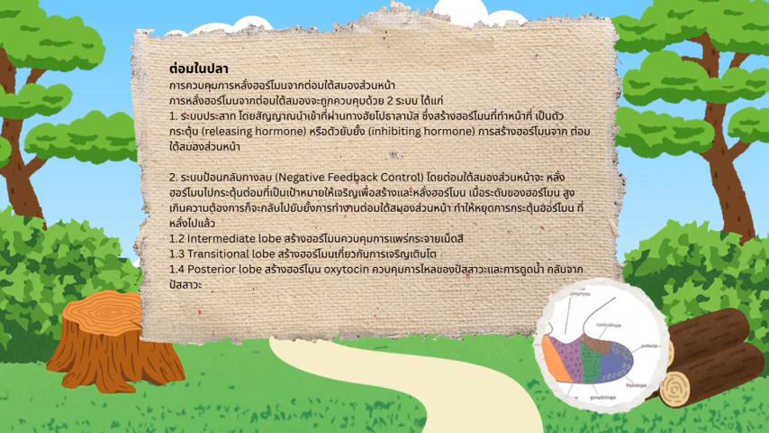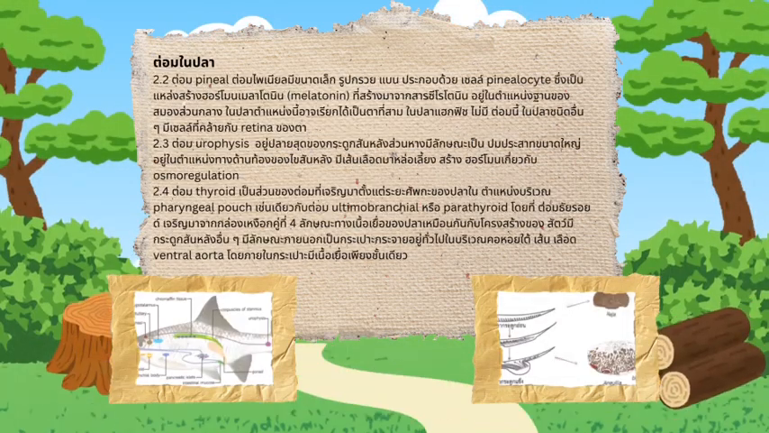3. Pituitary lobes and functions. Intermediate lobe produces hormones controlling pigment distribution. Transitional lobe produces growth-related hormones. Posterior lobe produces oxytocin, regulating urine flow and water reabsorption. Other glands in fish. Summary.